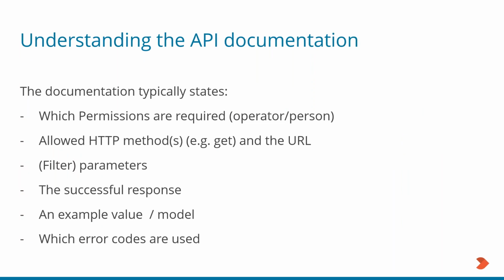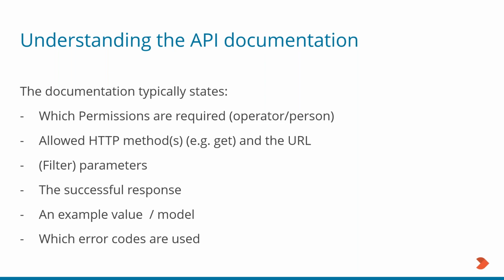Now, with these API endpoints comes a lot of documentation as well. What you typically see with documentation is that it tells you which permissions are required. For instance, can I access the documentation as an operator? And if so, what kind of permissions do I need? Or is it even available to a person, for instance, if I want to leave some feedback on my incident? The documentation always stipulates which HTTP methods it allows, so for instance, a GET or a POST, and it will tell us the URL to access the endpoint.